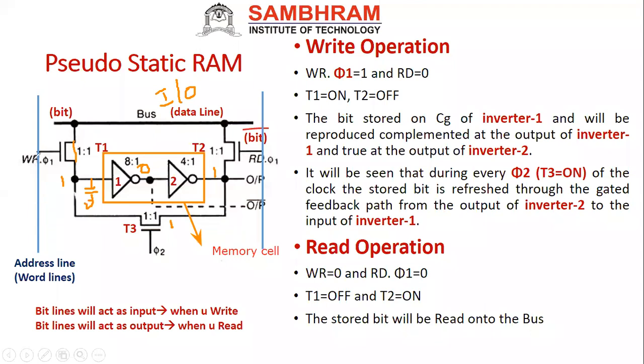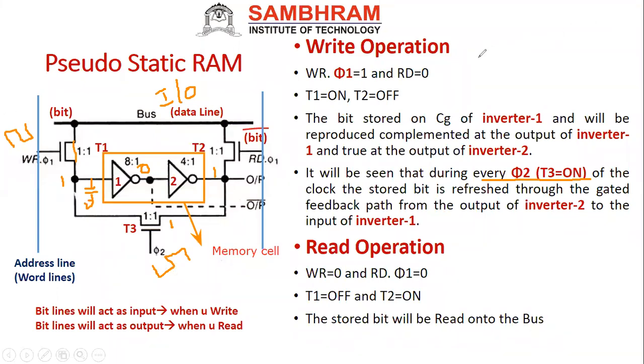Now what I did: during the writing operation, the data line is pre-charged already, and the value is written onto the memory cell. It will be seen that during phi-1 high, phi-2 will normally be low. As an example, your clock signal will be like this. This is your phi-1 signal, and this will be your phi-2 signal. When the phi-1 signal is high, the phi-2 signal will be low. When phi-1 is low, phi-2 will be high.